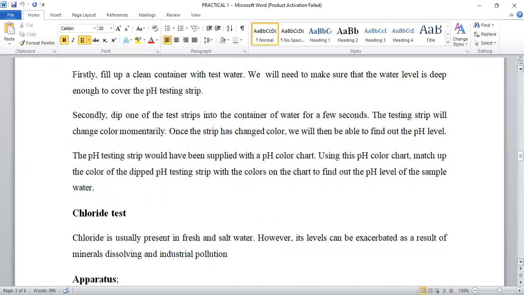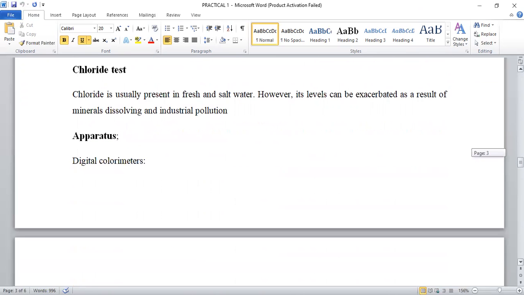The third test is the chloride test. Chloride, as we know, is usually present in fresh and salt water. However, its level can be elevated as a result of mineral dissolving and industrial pollution.